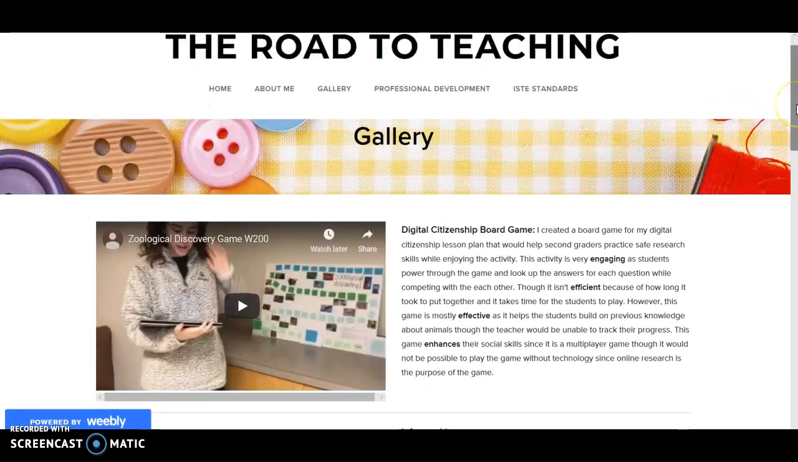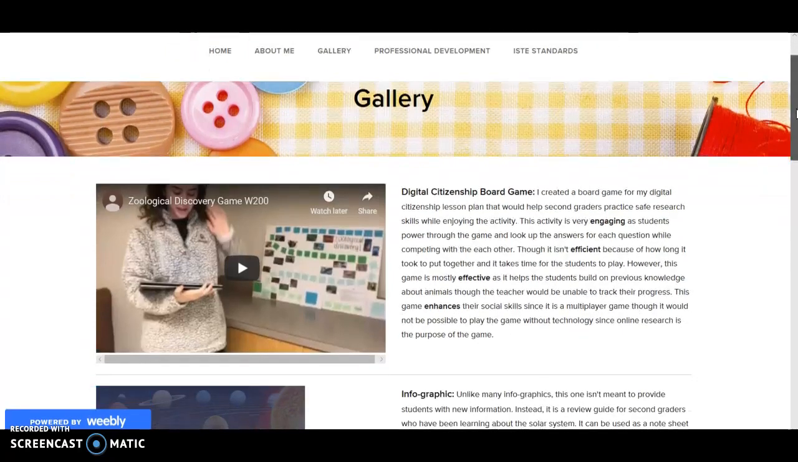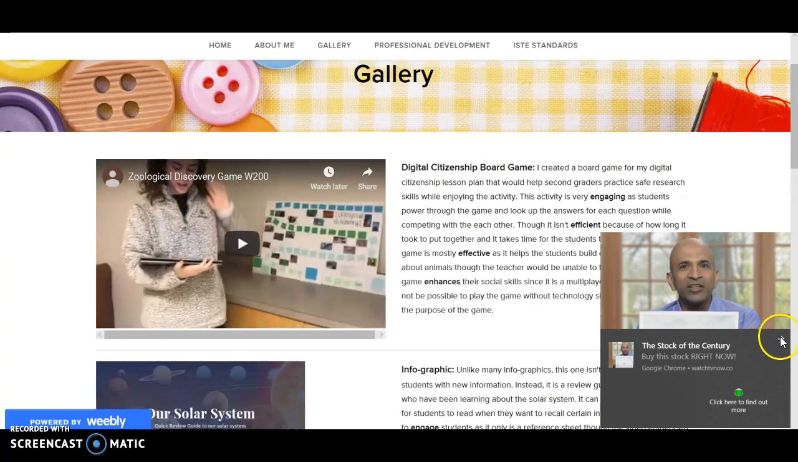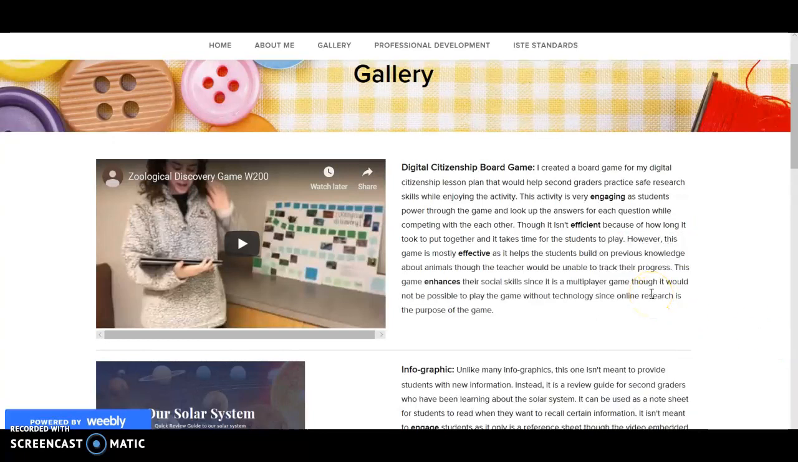One of my top 4 artifacts for this class was my digital citizenship board game. This was for my digital citizenship lesson plan, which had me create an artifact. So for this, I did a board game that would have second grade students research and answer questions about science and animals. I have that it's very engaging because the students play through the game.